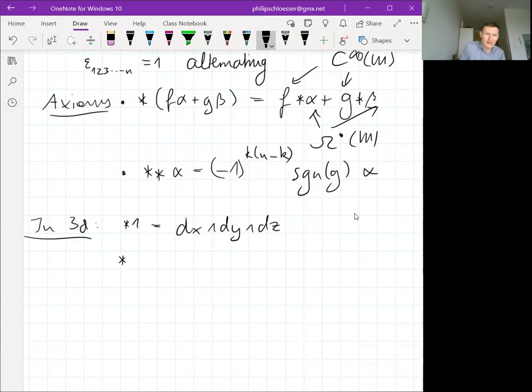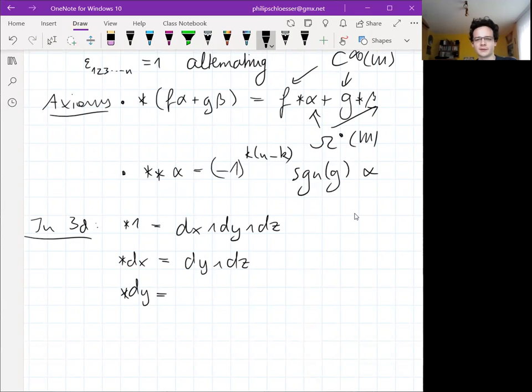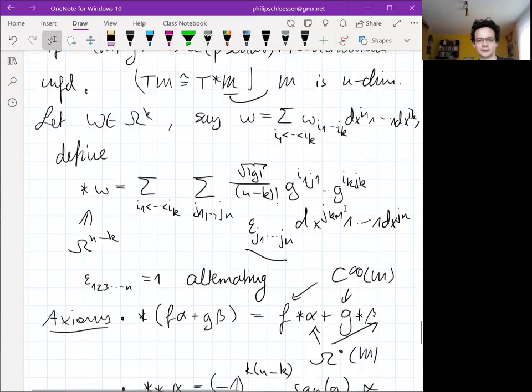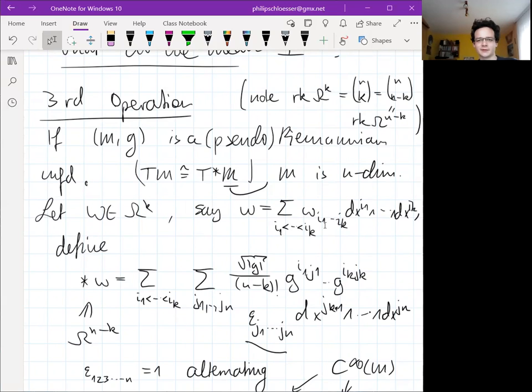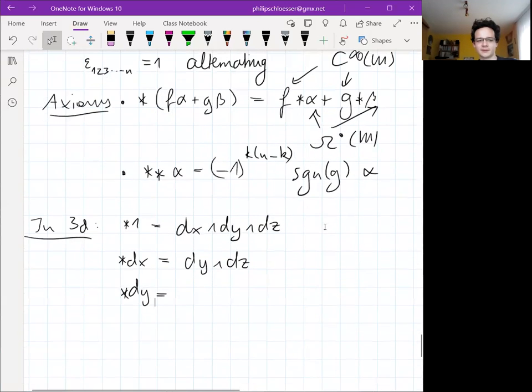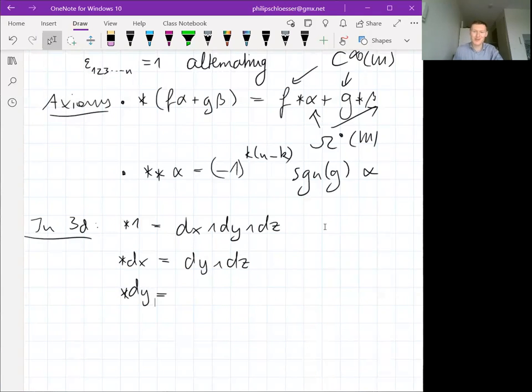Then we have star of dx is dy wedge dz, and so on. So the metric here is just the normal scalar product. The metric is a scalar product valued. In this special case, you didn't specify a metric. Oh yeah, sorry, yes, of course. What else would I use?